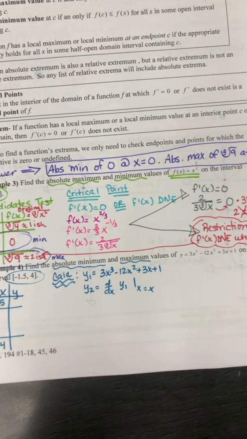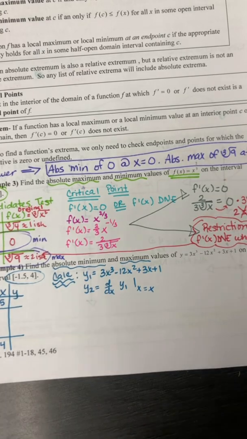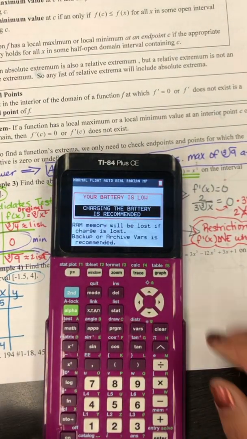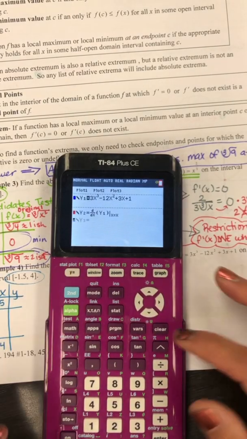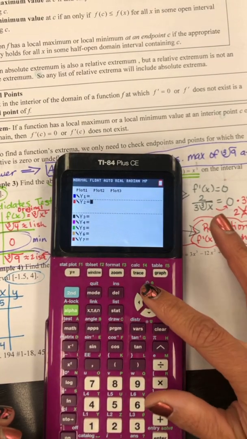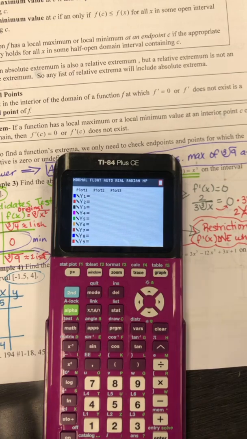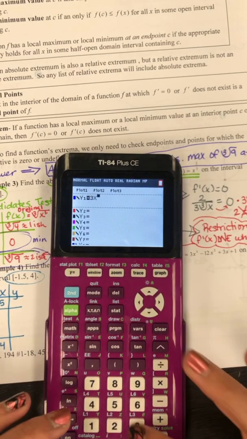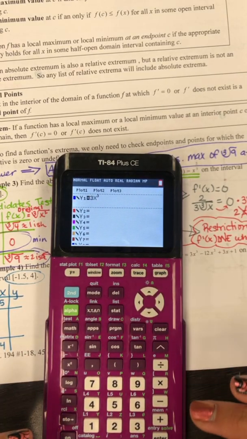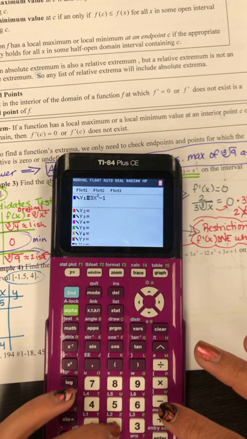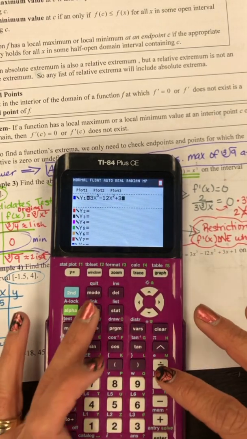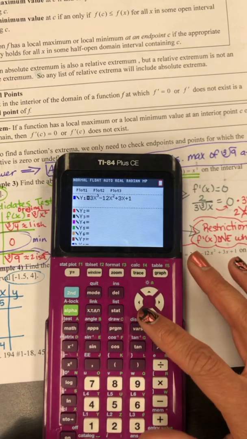All right, so let's go to our calculators. See, it's telling me battery's low. Okay, let me clear out everything. Yeah, I already did this. So make sure you clear out everything. All right, so y1 is the original function, so that would be 3x to the third, hit the arrow to bring it back down, minus 12x squared plus 3x plus 1, okay?